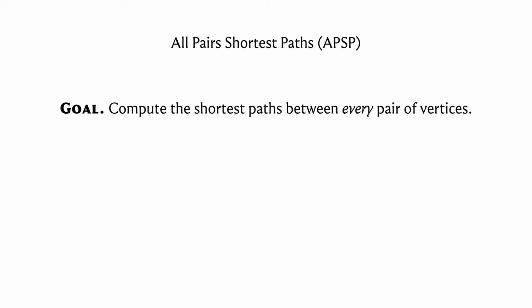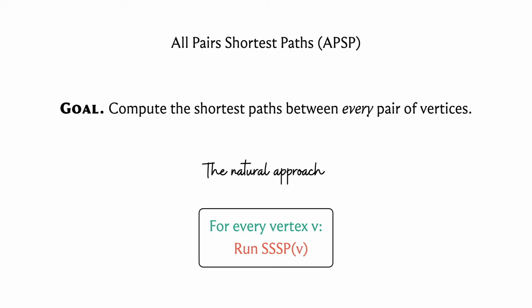Now, having worked so much on SSSP, which is single source shortest path, I think a very natural reaction is to say, well, what's the big deal? We just run SSSP from every vertex, and this way we will end up calculating the lengths of the shortest paths between any pair of vertices. And that would be absolutely correct.